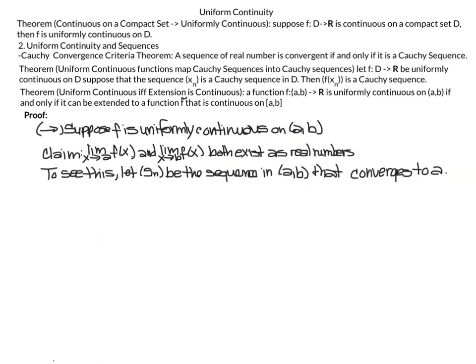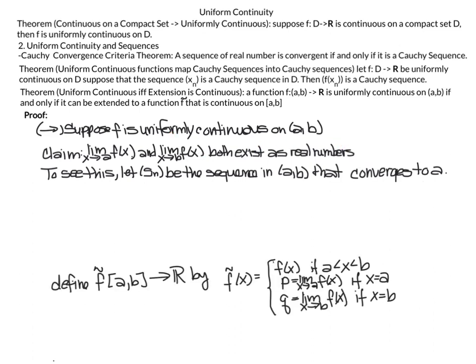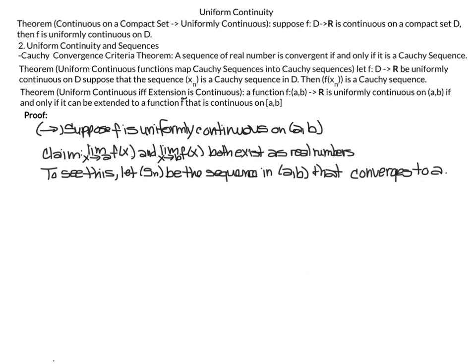Now to prove the forward direction, let's assume we have f, uniformly continuous on the open interval (a, b), and we want to show that the extended function f tilde is continuous on the closed interval [a, b]. Our claim is that the limit as x approaches a of f of x and the limit as x approaches b of f of x both exist as real numbers. To remind you, these two points are important because that's how we're going to define f tilde at the endpoints a and b. To see that these two limits exist, we let Sn be a sequence in (a, b) that converges to a.